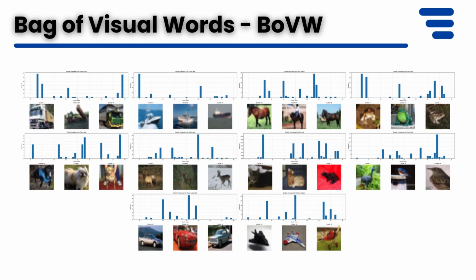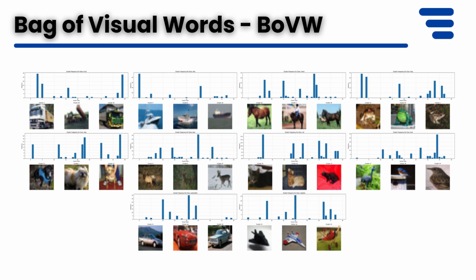This slide presents a set of bag of visual word histogram visualizations paired with their corresponding images from different classes such as truck, ship, horse, frog, dog, cat, bird and car. Each chart represents the visual word distribution for one image. On the x-axis we have visual word cluster indices and on the y-axis the frequency count.